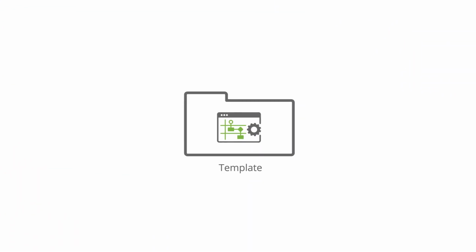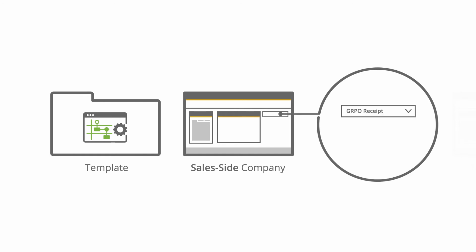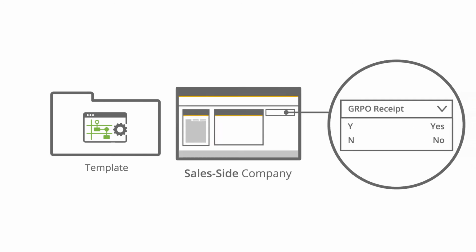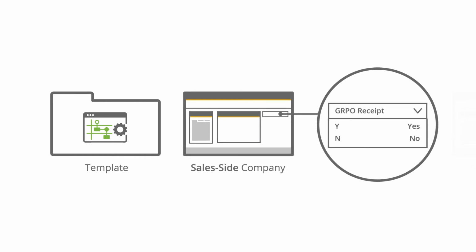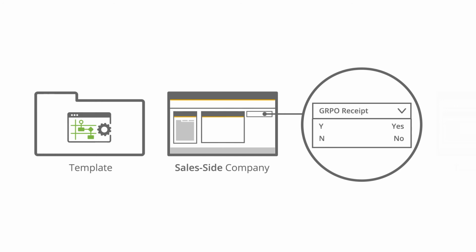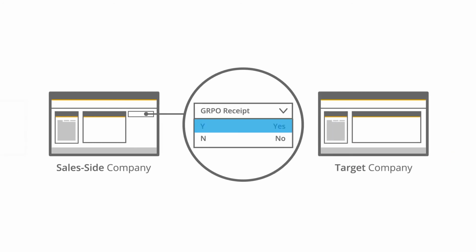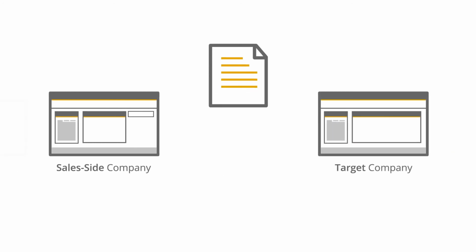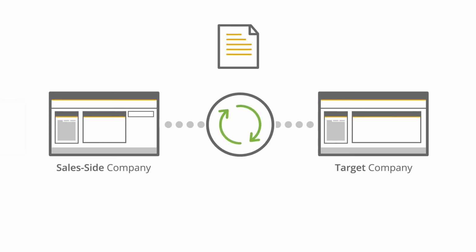As part of this template, we need to manually create a user-defined field in SAP Business One for the sales side company. The solution will use this UDF to determine when delivery notes should be synchronized with the target company as goods receipt POs.